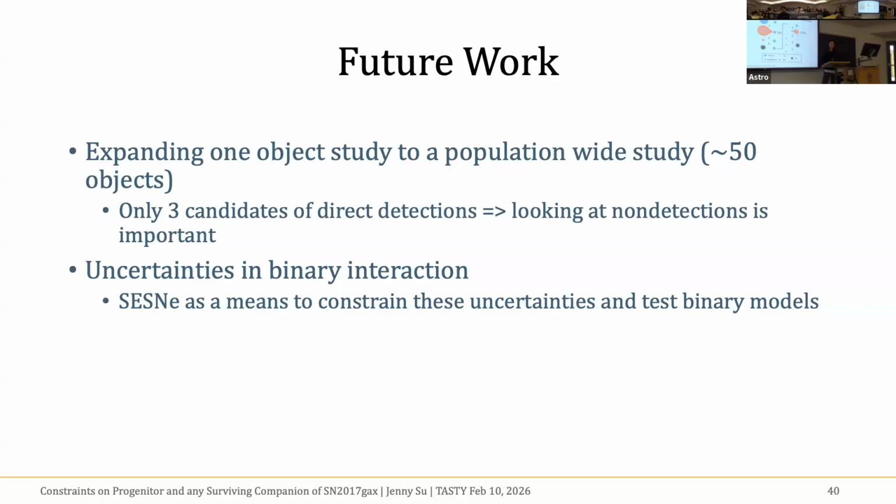So that was one object study. In the future, we're going to expand this one object study to a population-wide study. So we're going to analyze all the stripped-envelope supernovae that had HSC images before the explosion. And this is pretty important because now we only have 3 candidates. So if we included all the analysis with the upper limits, it's going to tell us a lot about the population. There are also some uncertainties in binary evolution, and we're trying to use this kind of observational study on the population to constrain these uncertainties in binary evolution.